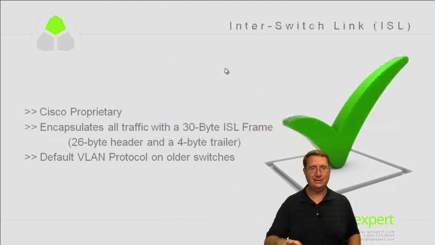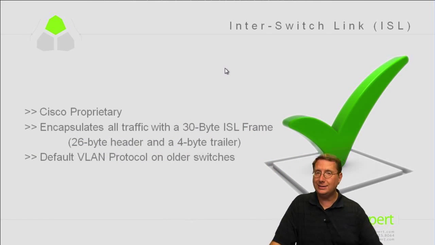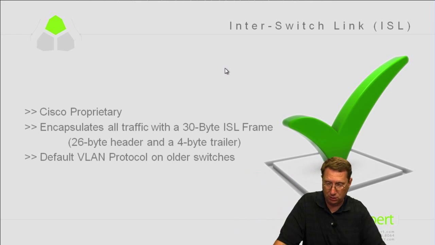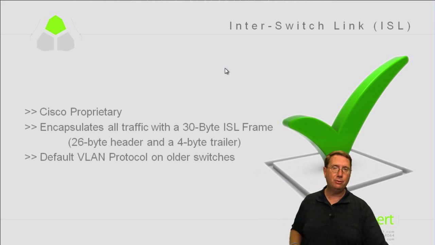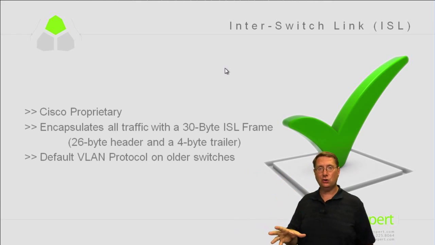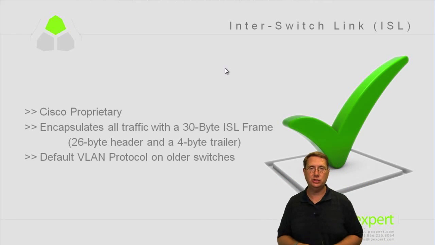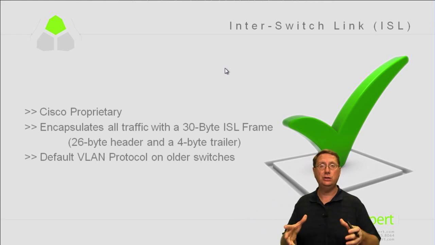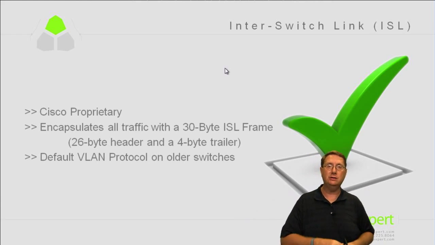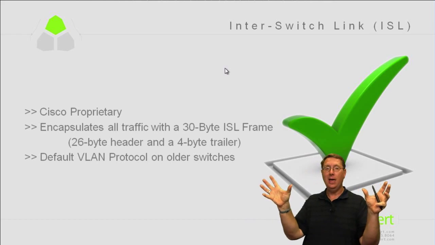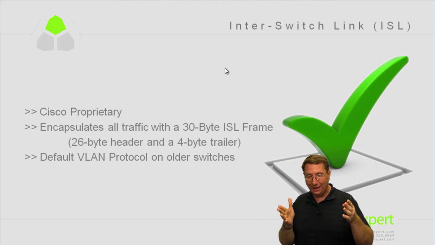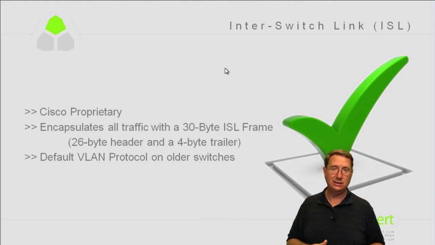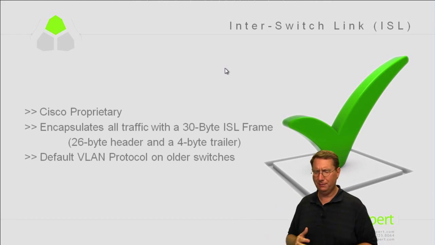Now, like I said, ISL, inter switch links. Cisco proprietary, not on the exam. In fact, this should be a big red X instead of a big green check mark. But what I do want you to understand is how it operates. It operates by actually inserting or re-encapsulating the originating frame. It's going to do that using a 26-byte ISL header, and it's going to use a 4-byte trailer that it's going to assign to the end of it, adding up to a total of 30 bytes.